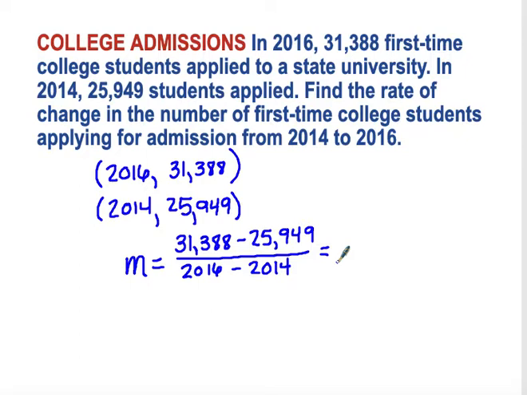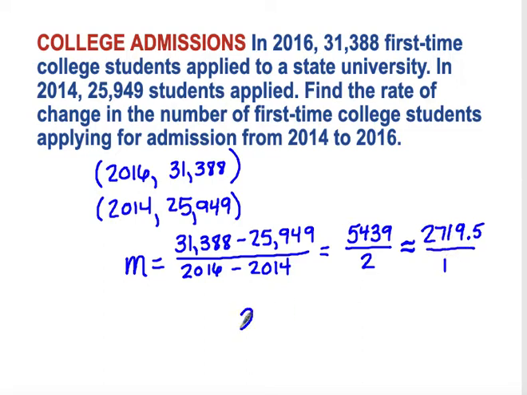So when I take 31,388 minus 25,949, I get 5,439. And the years 2016 minus 2014 gives me 2. So that gives me approximately, because this is not going to divide out evenly, 2,719.5, showing you a half of a student. We know we really can't have half of a student, but that over 1.